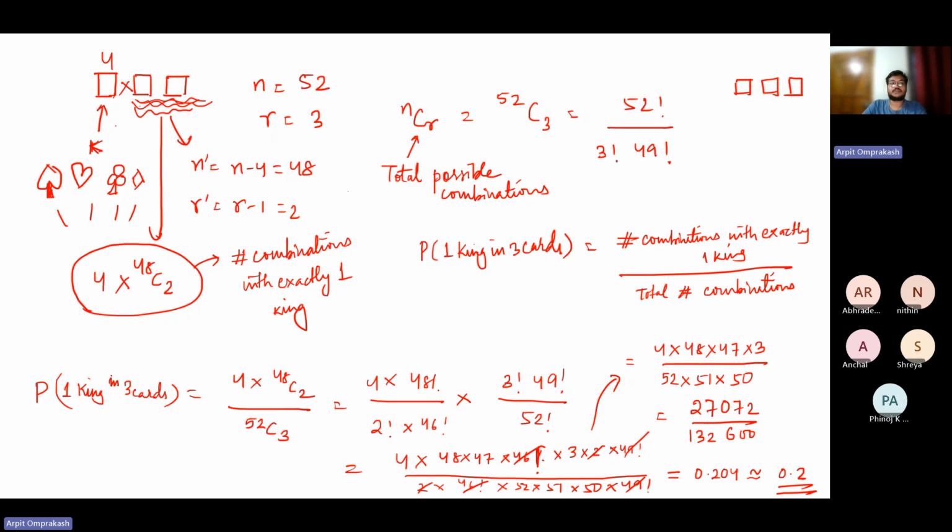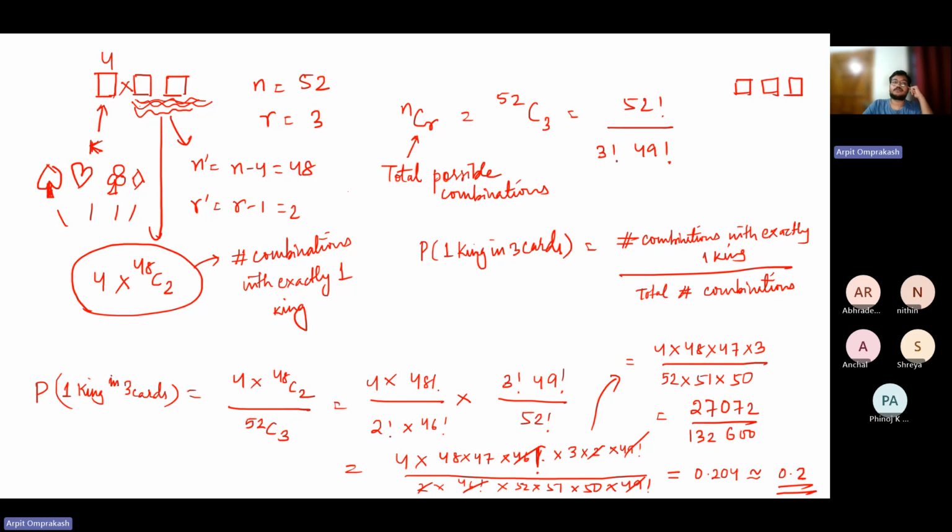Then here, since we are fixing one of the cards as a king, and the ordering does not matter, we'll fix the first card as the king. So what we are left with is 2 cards, and those 2 cards can be anything other than kings, right? So for these 2 cards, what we have is 48C2, because if you take out 4 kings from the 52 cards, we are left with 48. And there are 2 cards that we need to choose. So 48C2 will give us all possible combinations of these 2 cards.